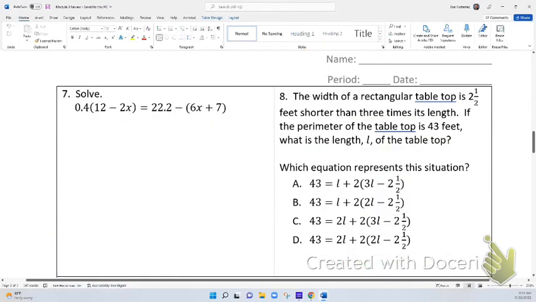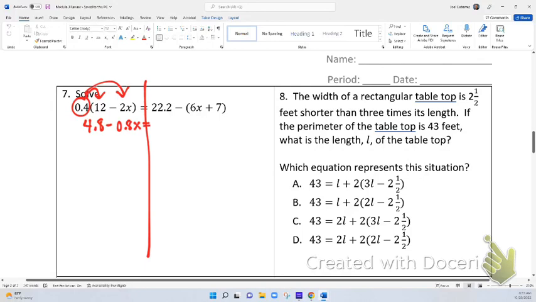All right, and then for number 7, once again, we're doing the same exact thing, except we're only dealing with decimals. Treat them the same way that we just did with the other problem. So you take 0.4, you multiply it by 12. You take 0.4, you multiply it by the negative 2x. So first, 12 times 0.4 would give you a 4.8. And then 0.4 times 2 would give you a 0.8x.